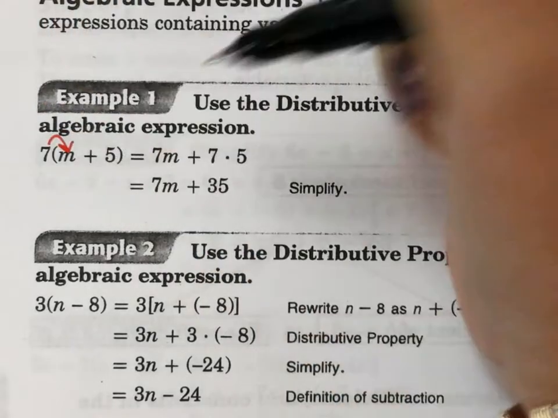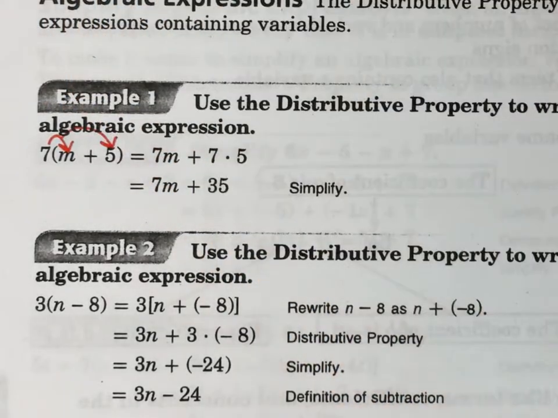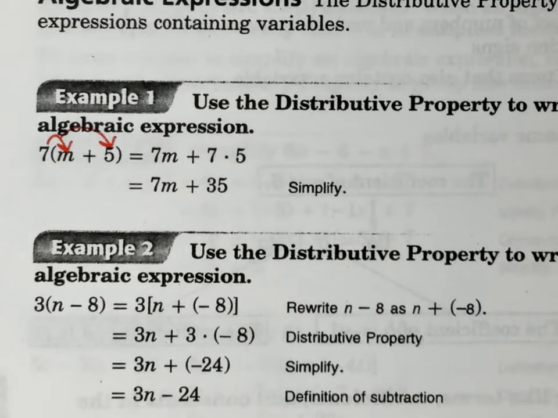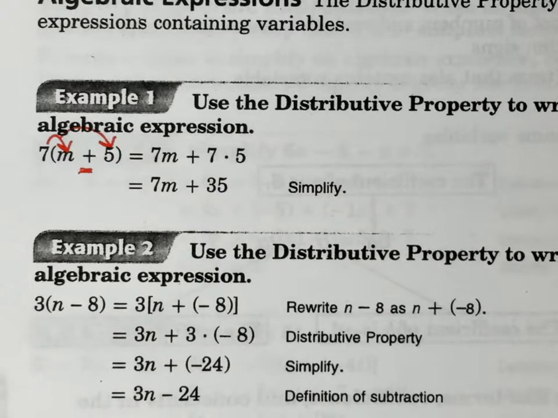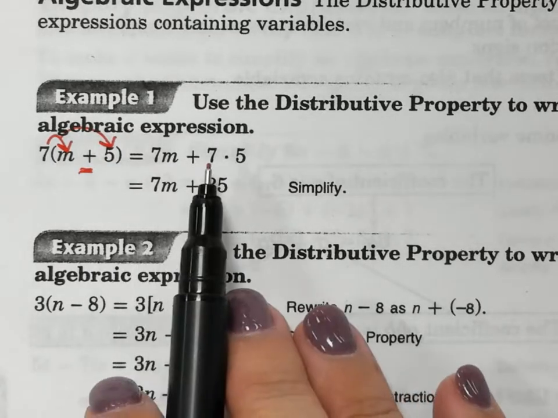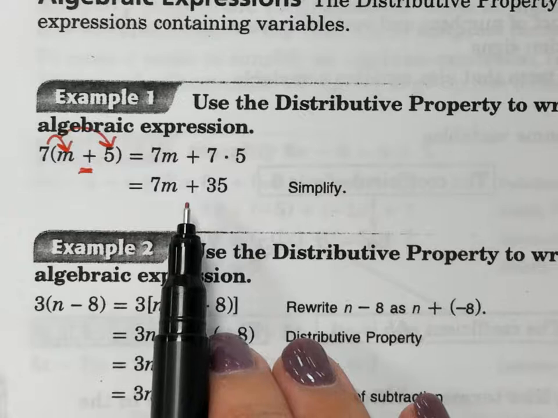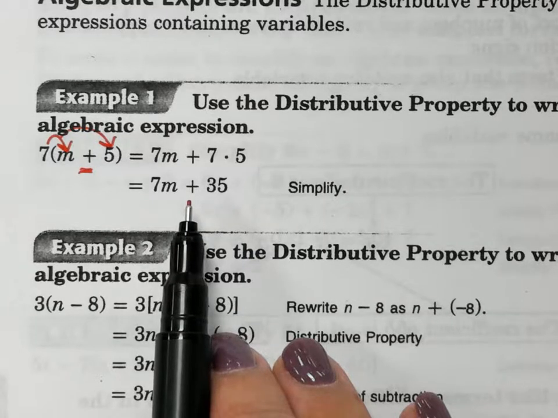So if I look at 7 times n plus 5, remember if I'm distributing, I have to distribute that 7 to my n and to my 5. When I distribute them, that means I'm multiplying them together, and I'm keeping my plus sign in between the two. So I have 7 times n plus 7 times 5, which simplifies to 7n plus 35. Okay.